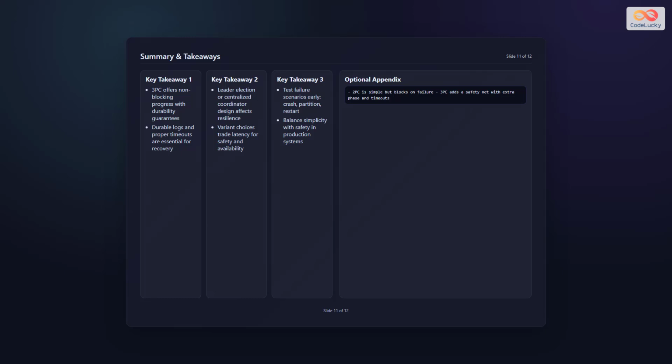3-phase commit offers non-blocking progress with strong durability guarantees through durable logs and proper timeouts for recovery. The choice of coordinator design, whether centralized or distributed, significantly affects system resilience and availability. These variant choices trade latency for safety. Finally, test failure scenarios early in development, coordinator crashes, network partitions, and node restarts. Always balance simplicity with safety when deciding whether 3PC is worth the added complexity for your system.